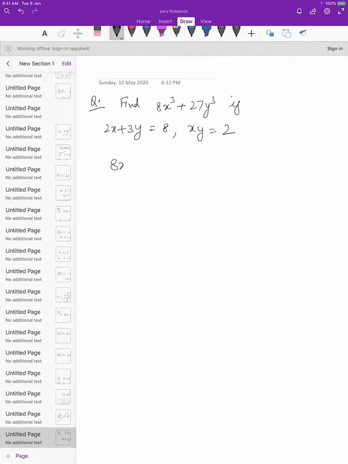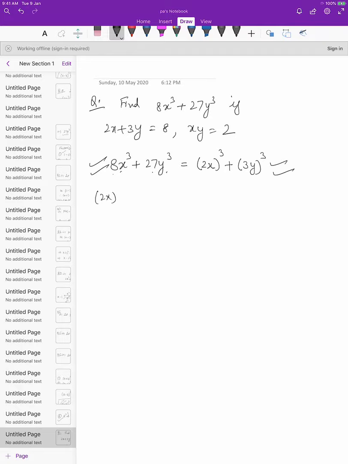So what does it resemble? It resembles A cube plus B cube somehow. But is it exactly in the form of A cube plus B cube at the moment? No. You can't say that your A is 8x and B is 27y. I told you first we need to write it in the perfect cube form. So 8 is the cube of which number? 2. So I can write it as 2x whole cube and 27 is the cube of 3, so 3y whole cube. Now I want to find the value of this expression.